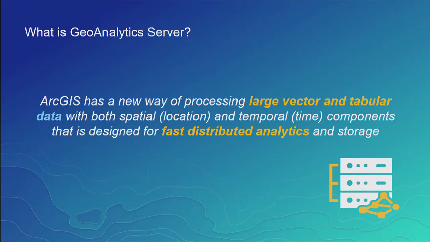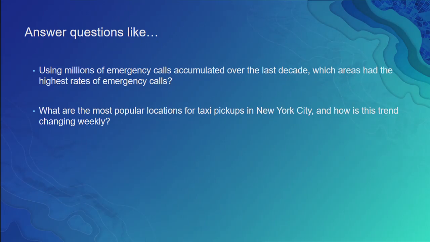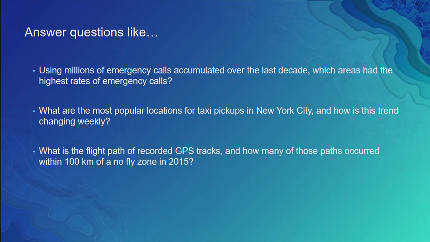So for the actual questions you can answer, a few examples are something like, using millions of emergency calls accumulated over the last decade, which areas had the highest rates of emergency calls? What are the most popular taxi pickup locations in New York City, and how is this trend changing weekly? And my last example is, what is the flight path of recorded GPS tracks, and how many of those paths occurred within 100 kilometers of a no-fly zone?